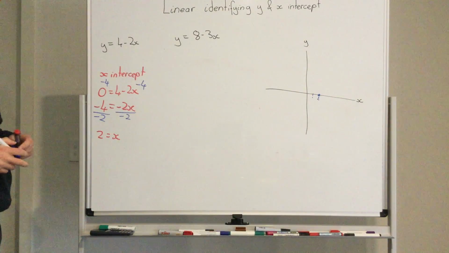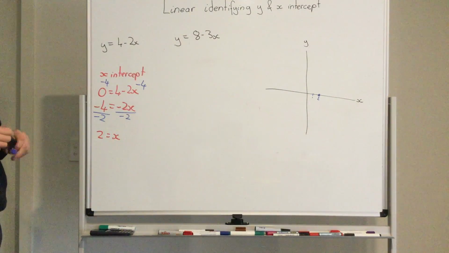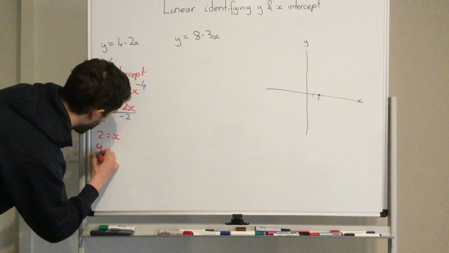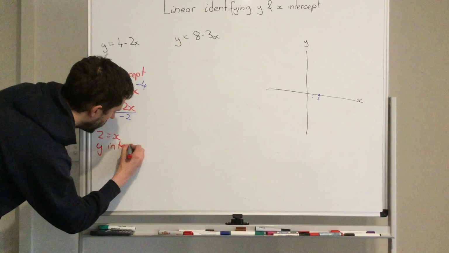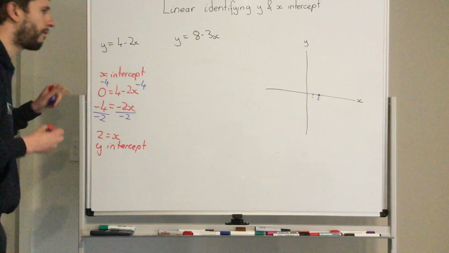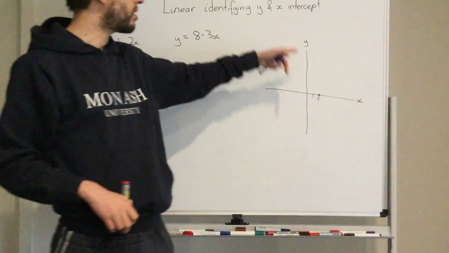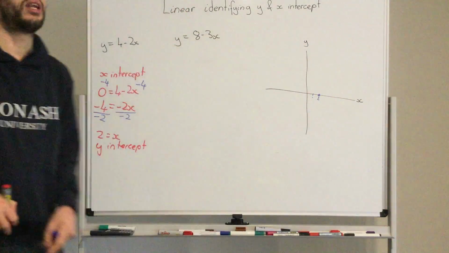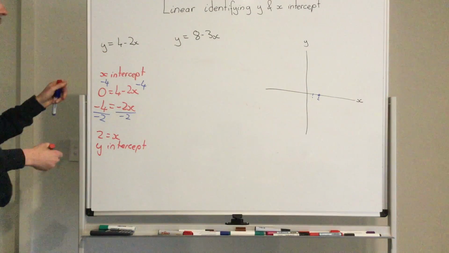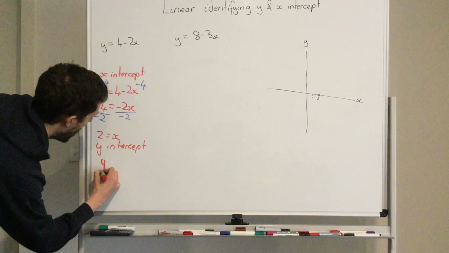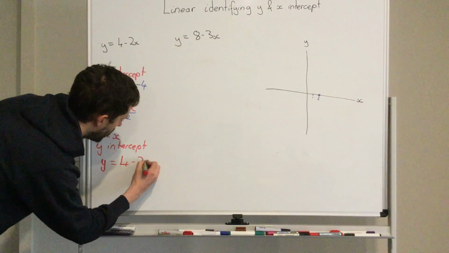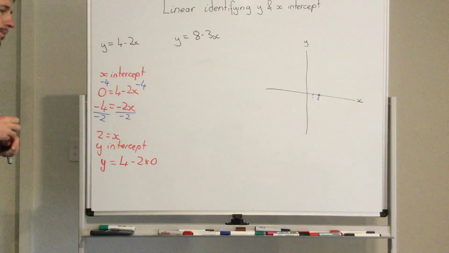Now let's have a look at the y-intercept. To find the y-intercept, we need to think about x is 0. So we can go up on that line. So again, I will fill this in. y equals 4 take 2 times 0.